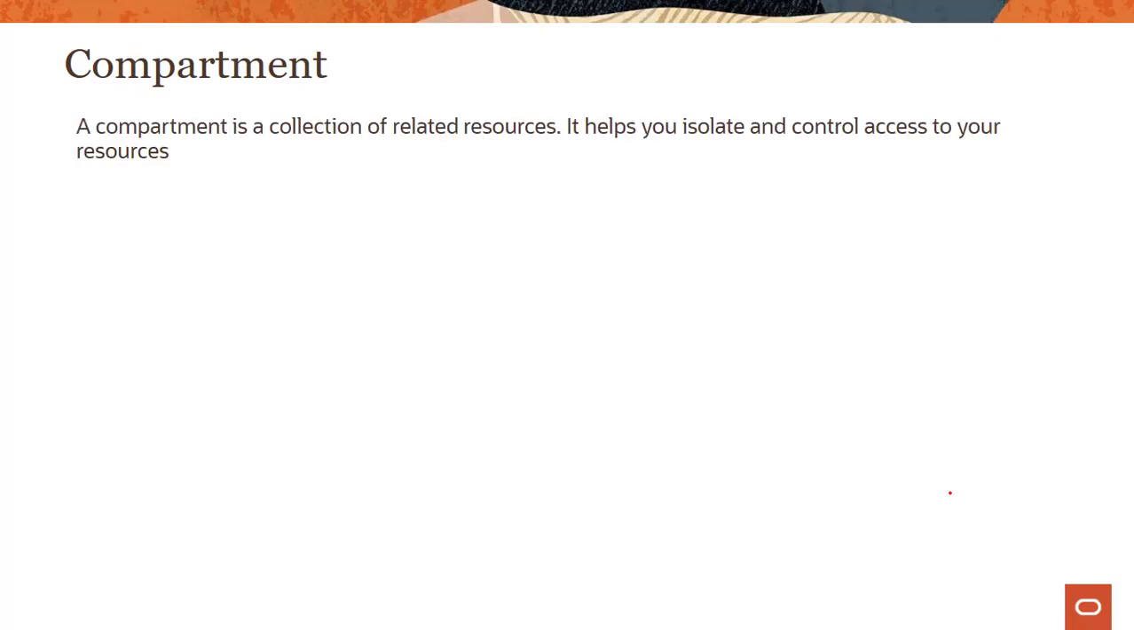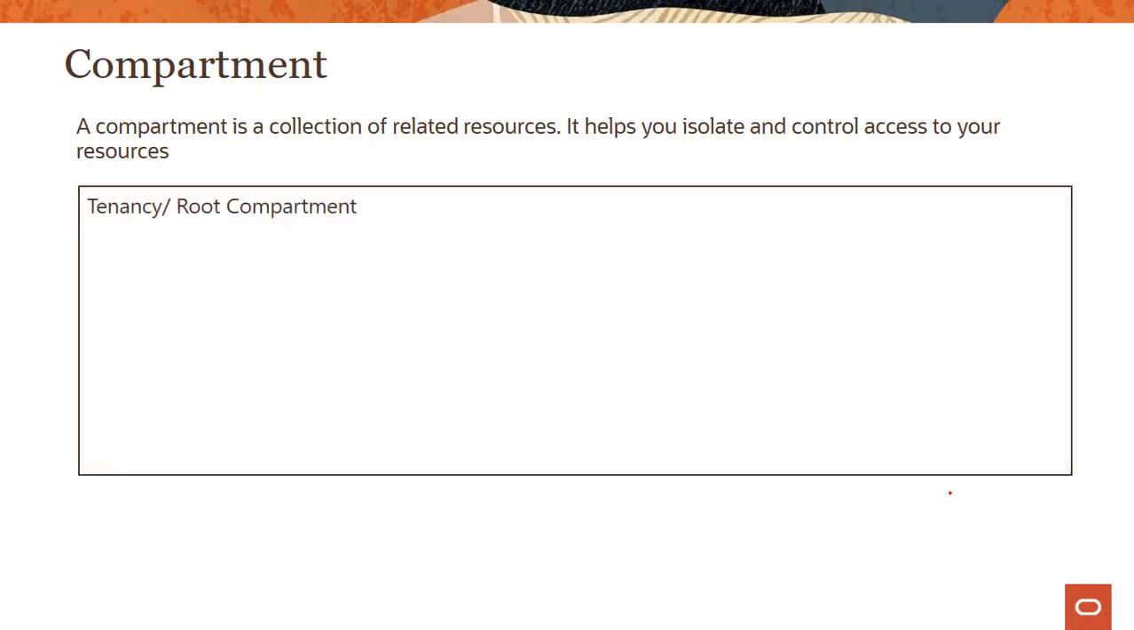Well, a compartment is a logical collection of related resources. It helps you isolate and control access to your resources. Remember, it's logical, it's not physical. So what do I mean by that? We are not talking about data centers and grouping of hardware, fault domains, etc. We're talking about a logical construct. So logically, you have an account. Your tenancy is nothing but an account. Tenancy is also called a root compartment, and I will talk about what that means.